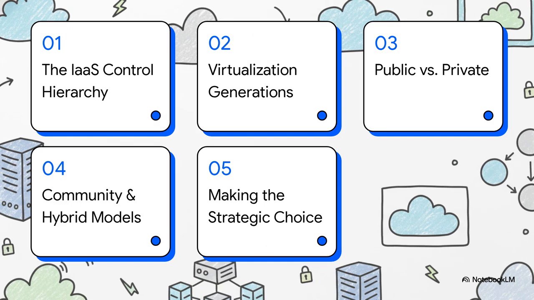So here's our game plan. First, we're going to peek under the hood at the cloud's internal command structure, its central nervous system, really. Then we'll dive into the engine room, virtualization, and see how it's evolved over time. After that, we zoom out to the big picture, the main arenas, public versus private clouds. We'll even touch on some specialized models, and we'll wrap it all up by tackling the most important question: how in the world do you choose the right one?